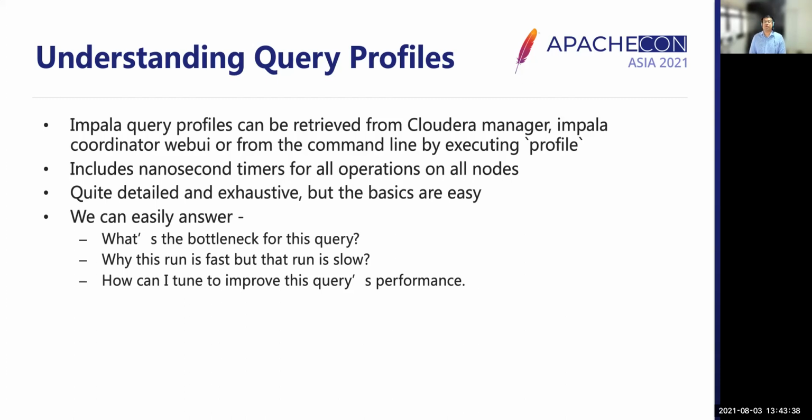So some questions that customers want to answer. What's the bottleneck in this query? Why is it running slow? It ran fast in the past, but it's running slow now. Why? How can I tune the query to improve the performance?